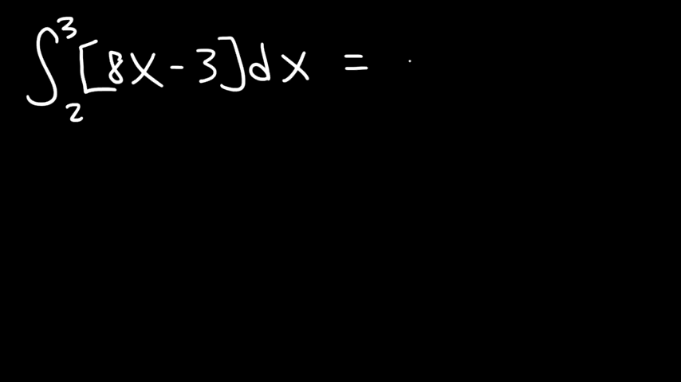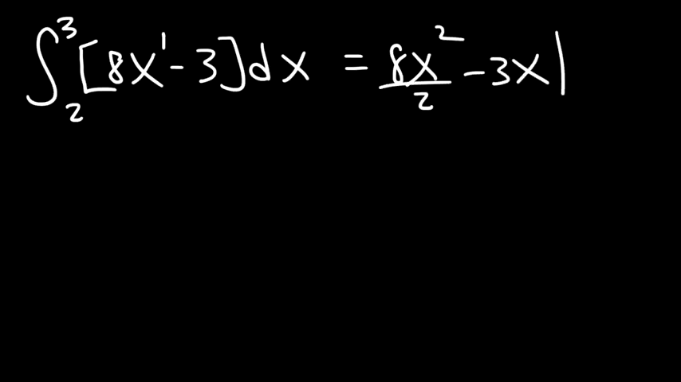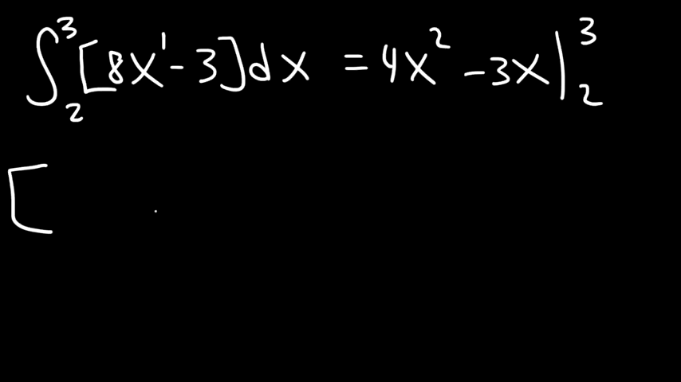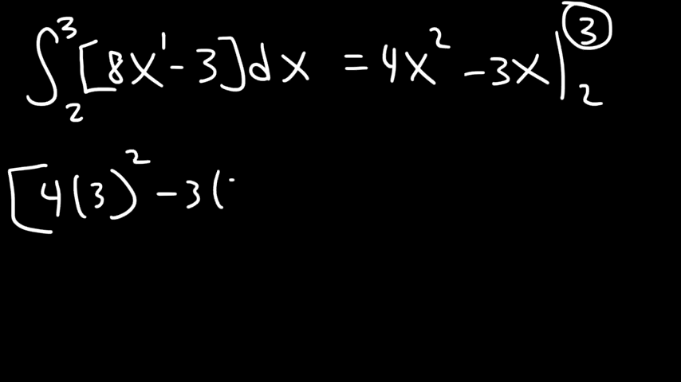So first, let's integrate the expression. This is going to be 8x squared over 2 minus 3x from 2 to 3. And then 8 divided by 2 is 4, so we can write that as 4x squared. Now the first thing we're going to do is plug in the top number 3. So let's replace x with 3. And now let's replace x with 2.